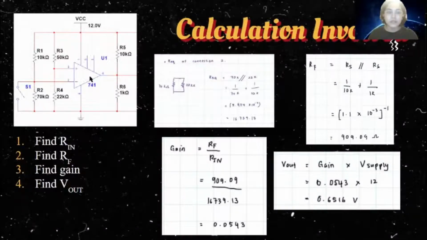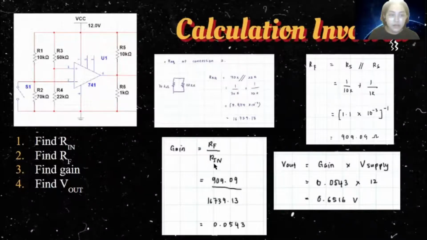So our R input is 16,739.13 ohms, and for the second value, we find the RF, the feedback resistor, which is connected to connection 3. That would be 909.09 ohms. With those two values, the R input and the R feedback, we can find the gain for the amplifier using this formula.